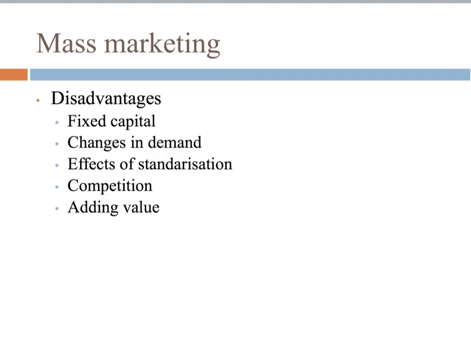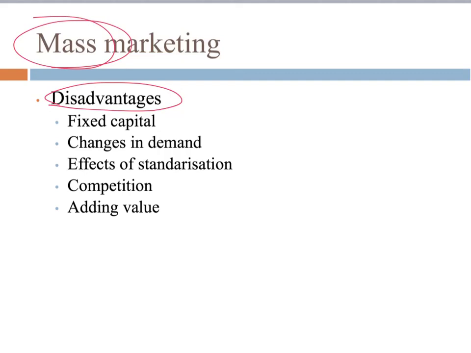And the opposite. Let's look at the disadvantages this time, still on mass marketing. High fixed capital costs are incurred, such as the purchase of large factories or large or expensive machinery, and other assets such as lorries or delivery equipment. This may prevent many businesses from ever operating in the mass market.